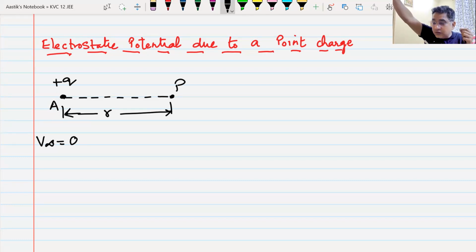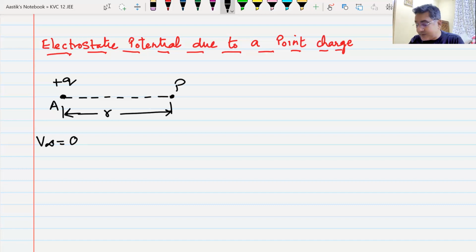Then I will ask the electrostatic field, hey, electrostatic field, please bring that charge from infinity and place it at this point. Then I will find the work done by the electrostatic field in doing this job for me, and divide it by the charge itself. That will give me the potential of this point. I'm not going to do that exercise because we don't have time, and that exercise is of no use. We just understand how it is done, and that's it.